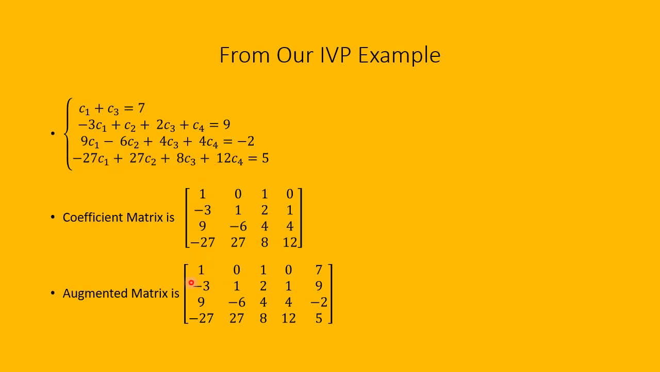The augmented matrix looks very similar. This part of the matrix right here is the same as the coefficient matrix. We have, however, an extra column, and this extra column are the numbers that appeared on the right-hand side of this equation: 7, 9, minus 2, and 5. So the augmented matrix is the coefficient matrix augmented by one additional column.